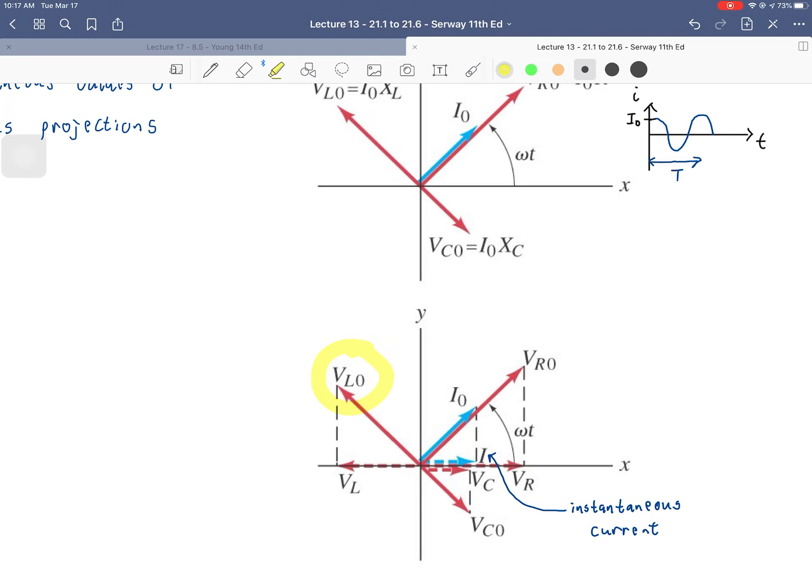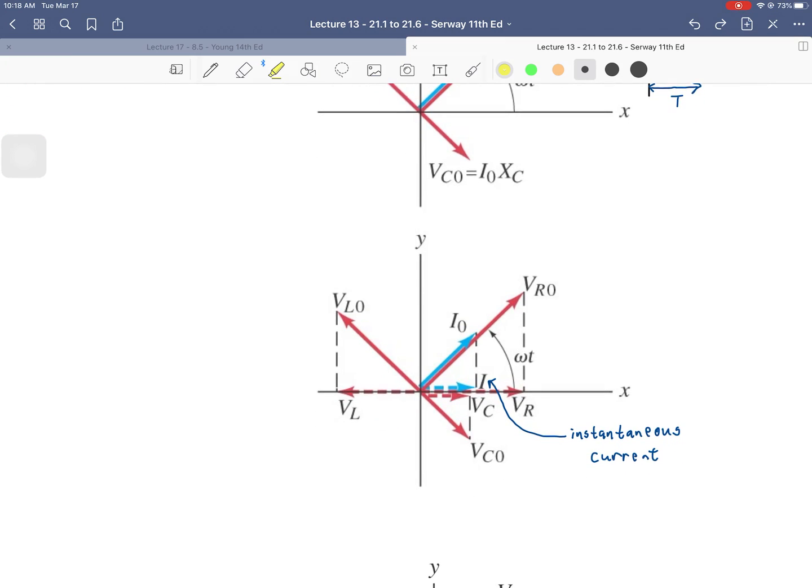Well, we have the voltage across the inductor is getting projected on the x-axis. So that would be the instantaneous voltage across the inductor right there. Likewise, the maximum voltage across the capacitor has an instantaneous value. So the instantaneous value of the voltage across the capacitor is the shorter dotted red arrow, this one. Okay? So we can project all of them to get their instantaneous values, right? So now we really see the phasor at work.